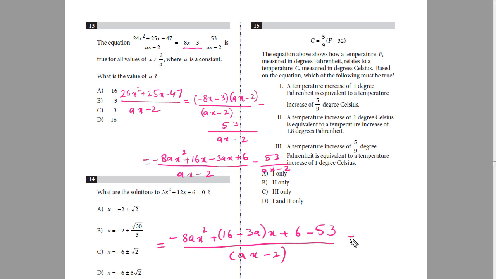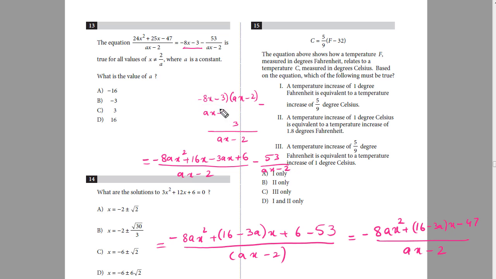Alright, so on further simplification, it will become negative 8a x squared plus 16 minus 3a x. Now negative 53 plus 6 is negative 47, whole divided by ax minus 2. Okay, so now I'm going to remove this and I'll write down the final expression over here.